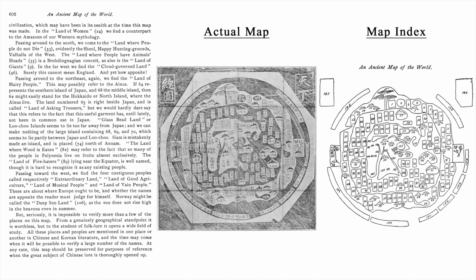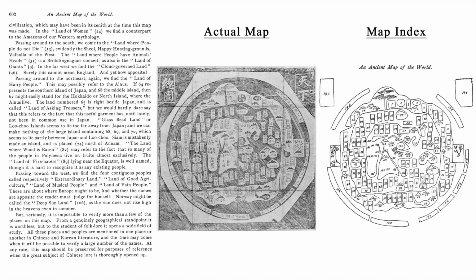The land where wood is eaten may refer to the fact that so many of the people in Polynesia live on fruits almost exclusively. The land of fire haters, lying near the equator, is well named, though it is hard to recognize it as any existing people. Passing toward the west, we find the four contiguous peoples called respectively Extraordinary Land, Land of Good Agriculture, Land of Musical People, Land of Vain People. These are about where Europe ought to be, and whether the names are opposite, the reader must judge for himself.